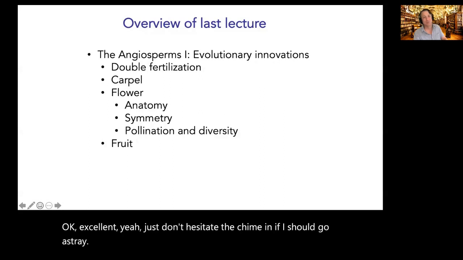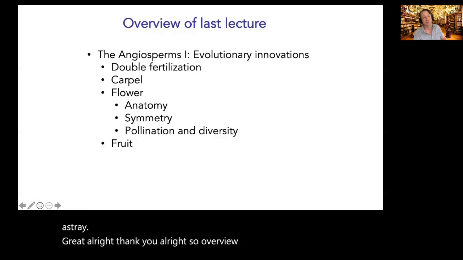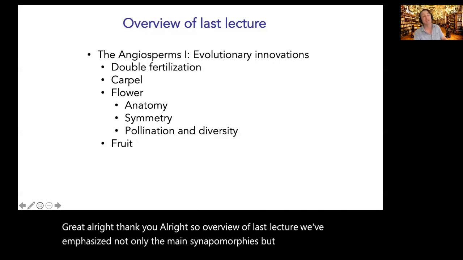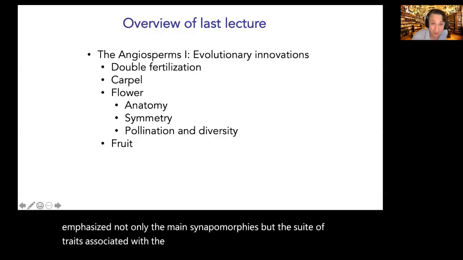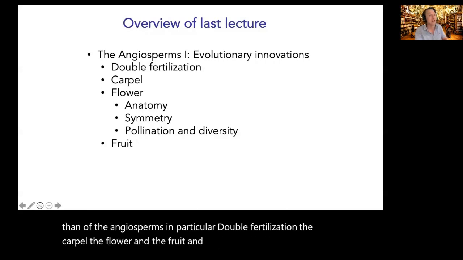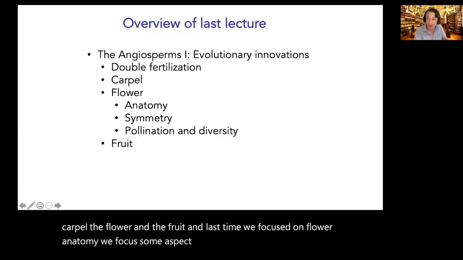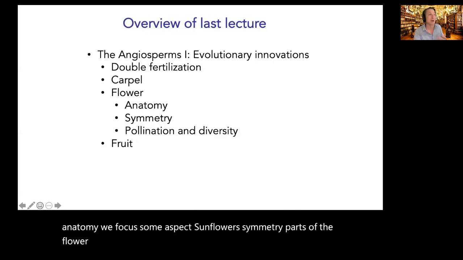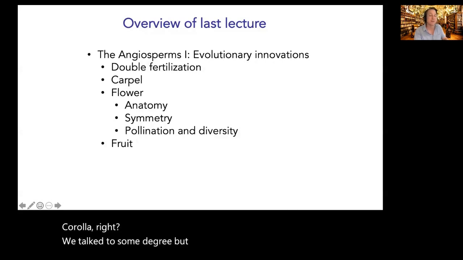All right, so overview of last lecture. We've emphasized not only the main synapomorphy, but the suite of traits associated with the evolutionary and ecological success of the angiosperms, in particular double fertilization, the carpel, the flower, and the fruit. Last time we focused on flower anatomy, some aspects of flower symmetry, and parts of the flower. Remember, we talked about things like the perianth and the corolla. We talked to some degree about the importance of pollination and diversity.